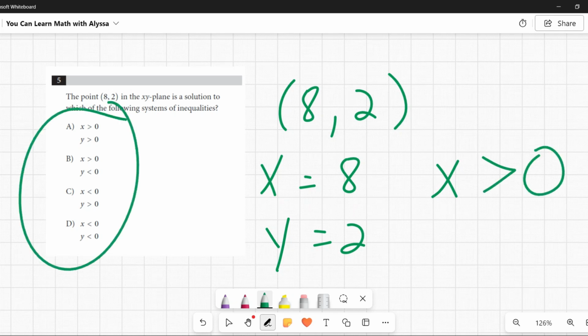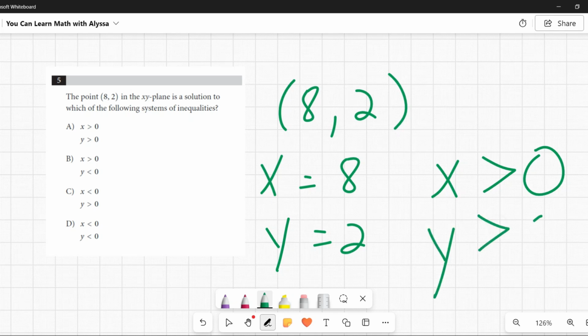And again, I'm getting this because I looked over here and saw all of them were some combination of greater than or less than. That x is greater or less than 0 and y is greater or less than 0. So I'm just looking at the problem by itself before I look at which answer matches it. Then I have y equals 2. 2 is greater than 0, so y must also be greater than 0. And if I look over here at my options, right off the bat, there we have A is x is greater than 0 and y is greater than 0.